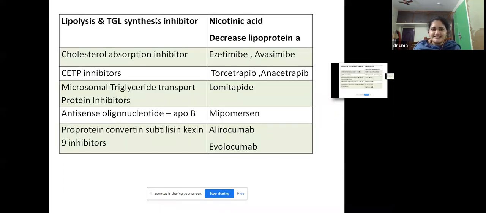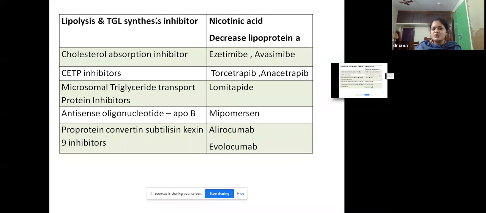The lipolysis and triglyceride synthesis inhibitor is nicotinic acid. It decreases the lipoprotein A levels. The other things are newer drugs. You know the name of the drugs by seeing the classification name itself. Cholesterol absorption inhibitors are ezetimibe and avasimibe. The main adverse effect with these drugs is gastrointestinal distress.